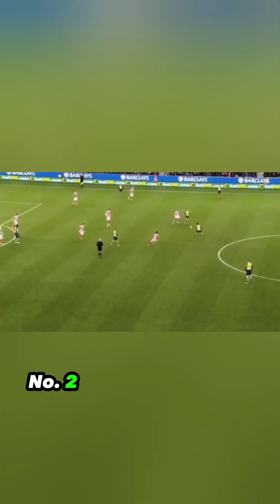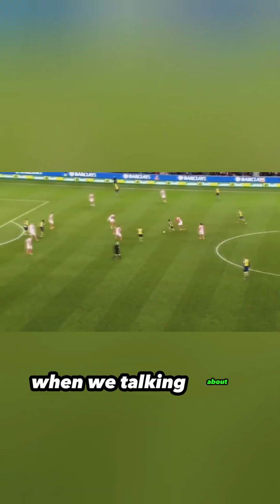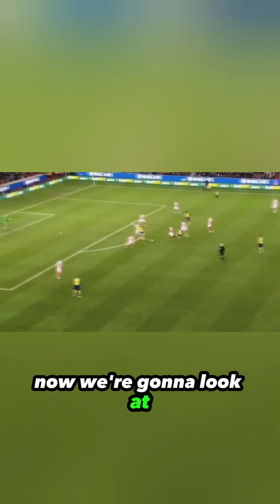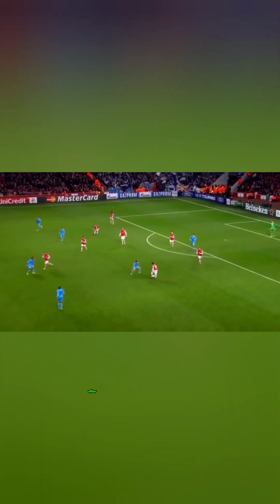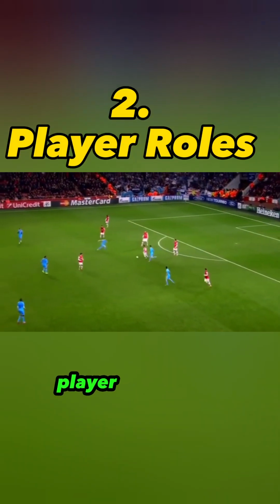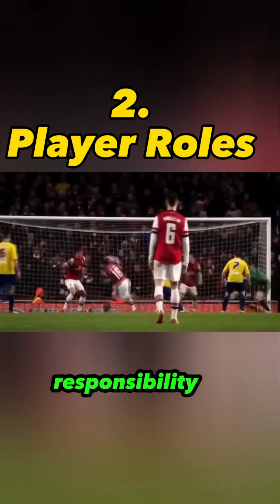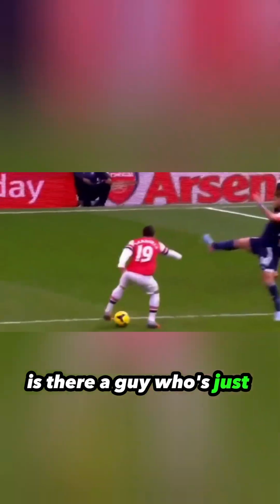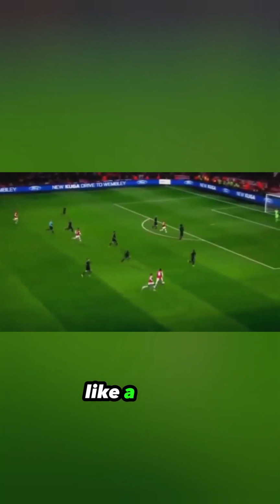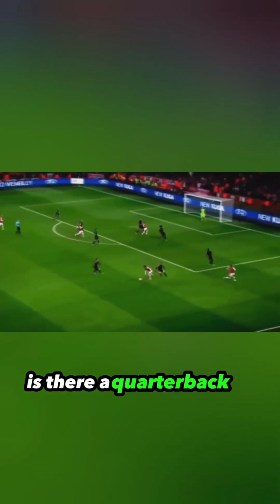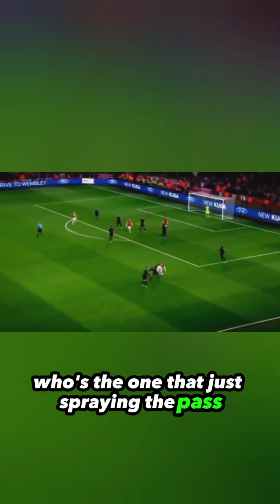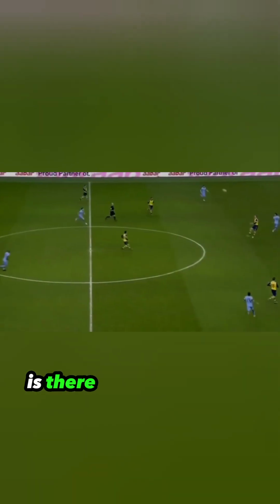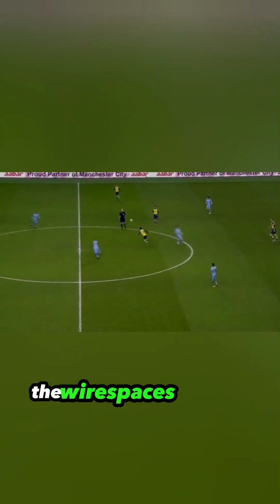Number 2, after formation, we're looking at player roles. We're looking at specific responsibility of individual players. So is there a pivot man? Is there a guy who's just like a decoy, should I say? Is there a quarterback in the team who's the one that's just spraying the pass? How do we get him off the ball? Is there a winger that they're using to exploit the wide spaces, etc.?